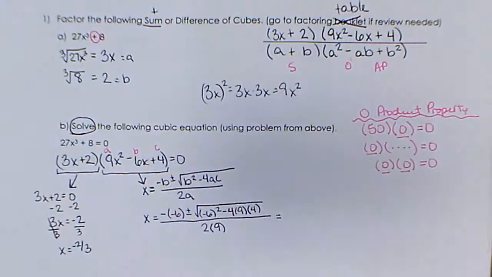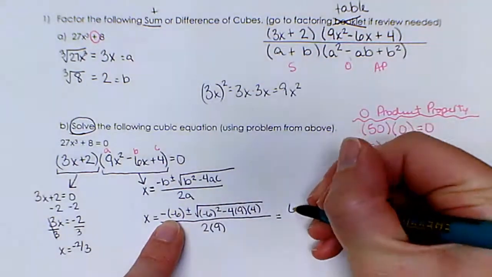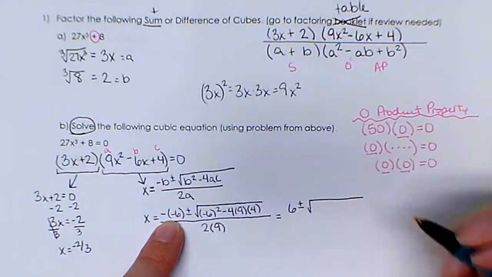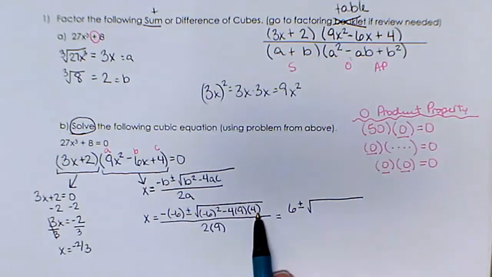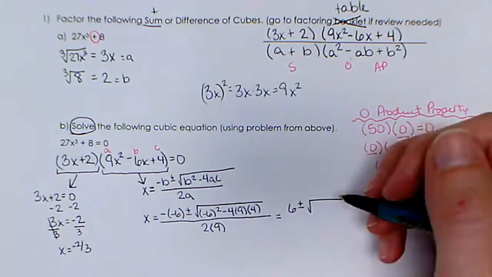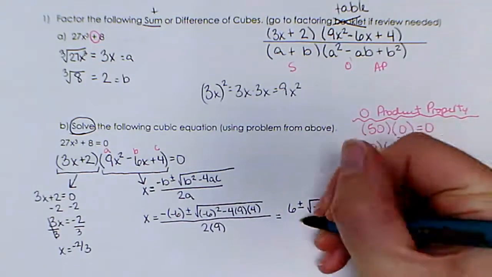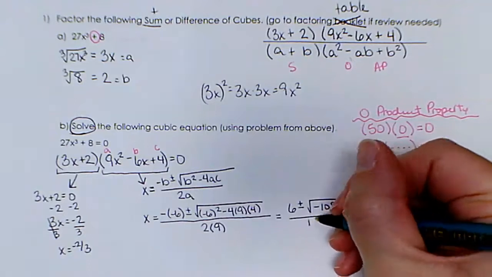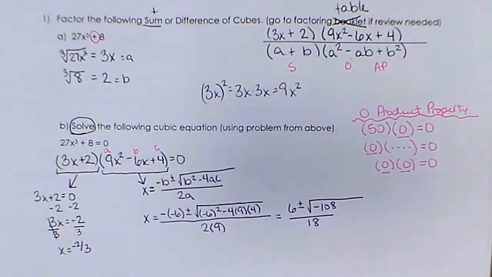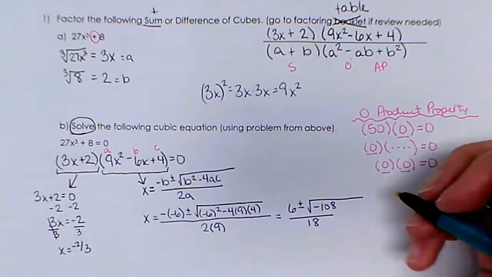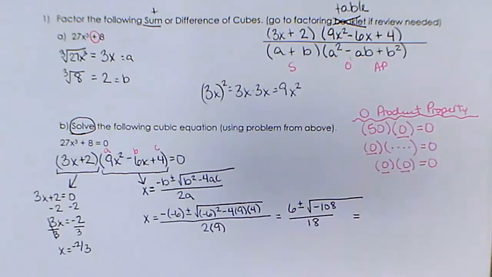And you have calculators that you could put this discriminant in, if you remember that. Negative 6 is really positive 6. If I typed this into a calculator, I would end up with negative 108 all over 2 times 9, which is 18. So next thing I would do is I would try and break this down, simplify this radical.